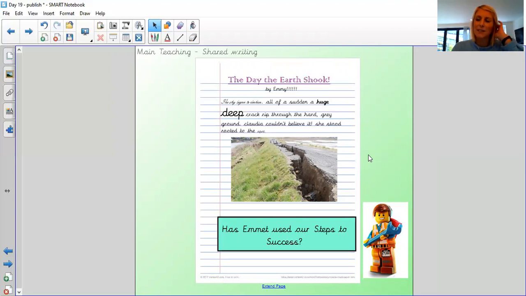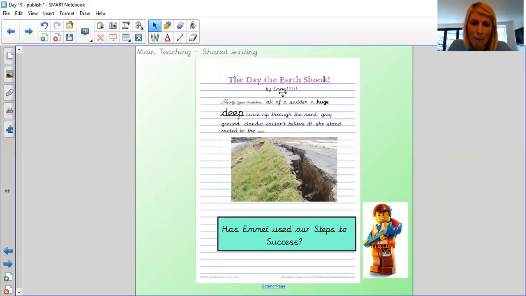Okay, I hope you've had a chance to discuss that. So let's look through. He's got The Day the Earth Shook. He's used a different font for that and a different colour. I actually really like Emmett's title because it really stands out. He's got his capital letters and an exclamation mark. So I think that's quite decorative and catchy, like we said.